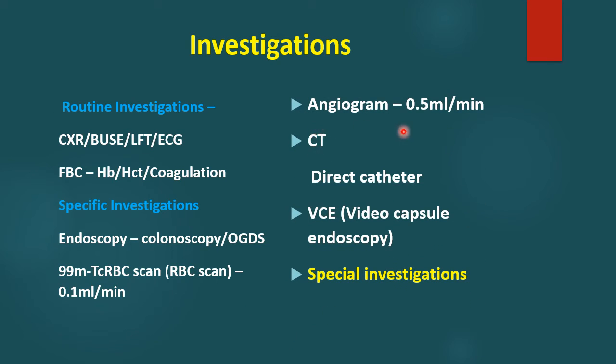The next is angiogram. Angiogram is one of the important investigations for lower GI bleed. It can be either a CT angiogram or direct catheter angiogram. Angiogram is capable of detecting bleeds as low as 0.5 mils per minute. In order for the angiogram to be effective, the bleeding rate must be at least 0.5 mils per minute. Otherwise, it will be negative.